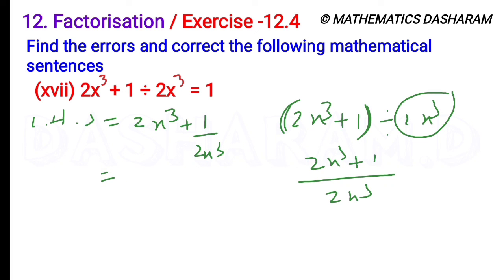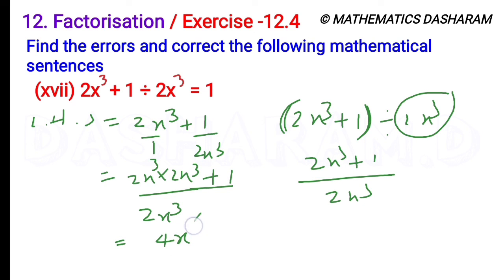So for 2x cube, here we can take the LCM, 2x cube. So 2x cube into 2x cube plus 1. So it is equal to 4x to the power of 6 plus 1 divided by 2x cube. But in the RHS he gave 1. So it is not equal to RHS.